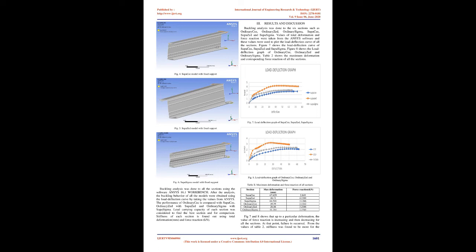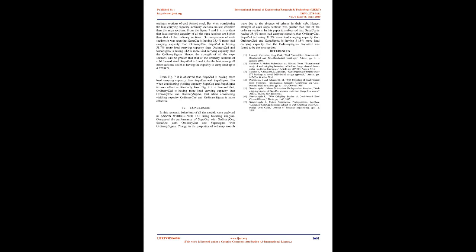Buckling analysis was done for all the sections using the software ANSYS 16.1 Workbench. After the analysis, the buckling behavior of all the models was obtained using the load deflection curve by taking the values from ANSYS. The performance of ordinary C is compared with Supa C, ordinary Z with Supa Z and ordinary sigma with Supa sigma. Load carrying capacity of each section was considered to find the best section and for comparison. Stiffness of each section is found using total deformation in mm and force reaction in kN. Fig 8. Load deflection graph of ordinary C, ordinary Z and ordinary sigma.